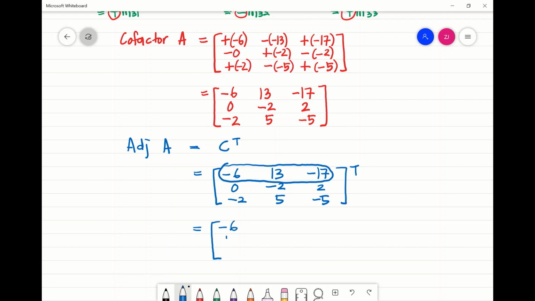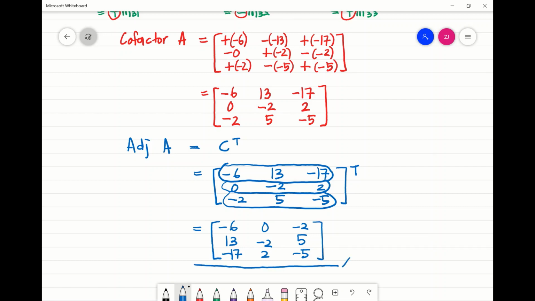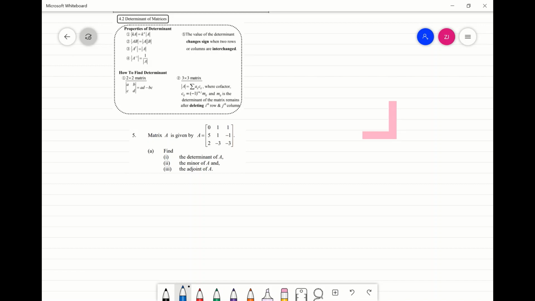So negative 6, 13, negative 17, and then we take the second row to be the second column, 0, negative 2, and 2, and we take the third row here to become the third column, which is negative 2, 5, and negative 5. So this is the adjoint matrix of A. Okay, so now how to accomplish the second learning outcome?